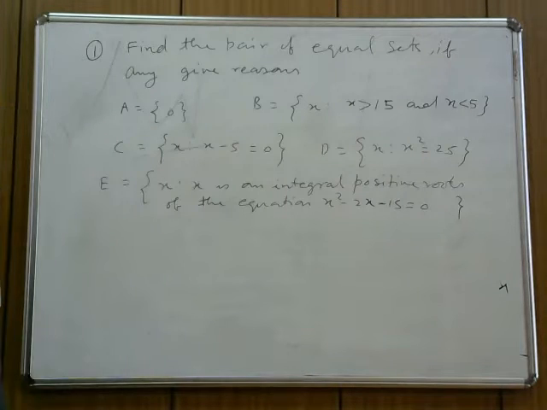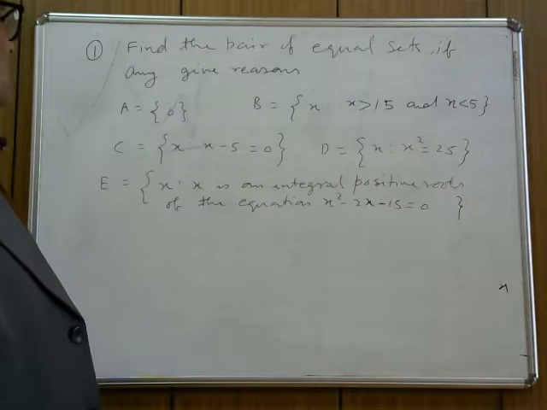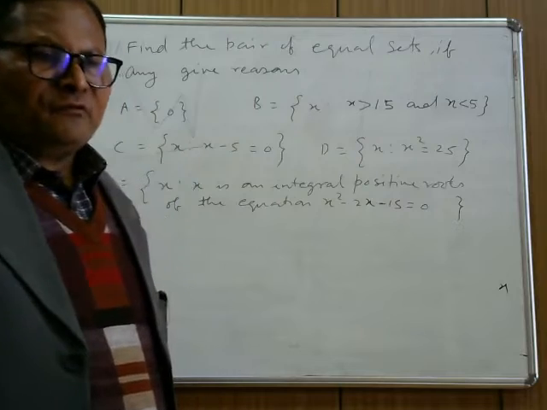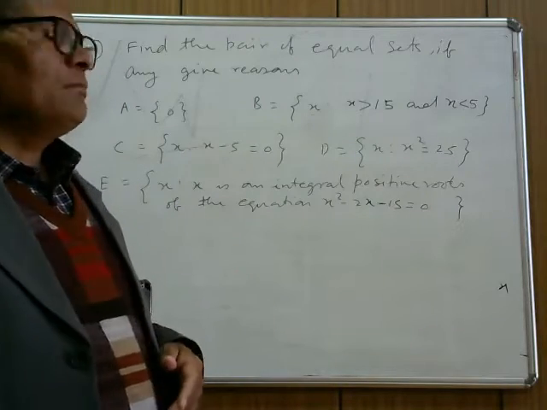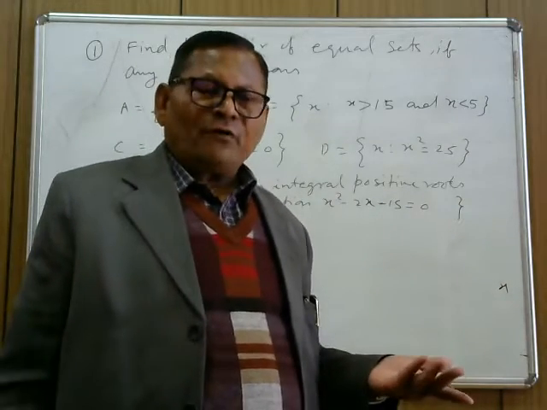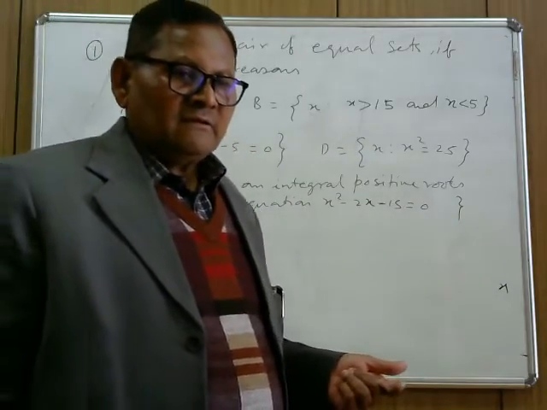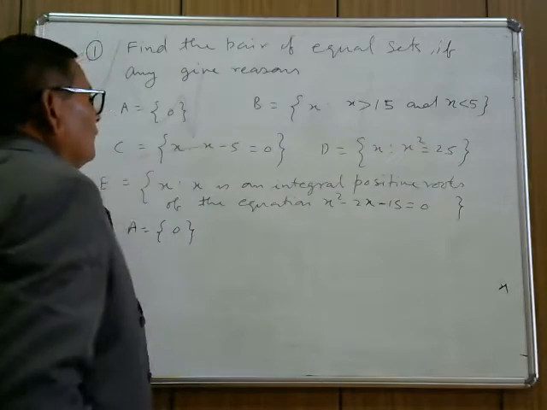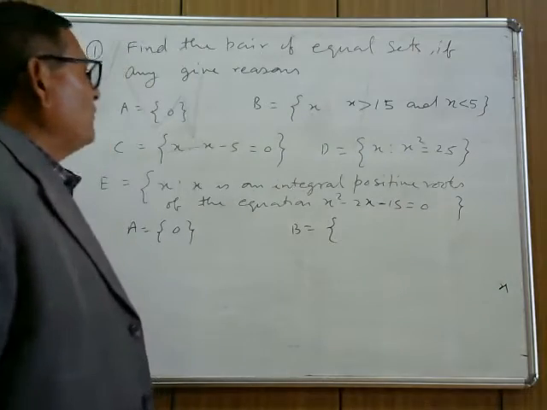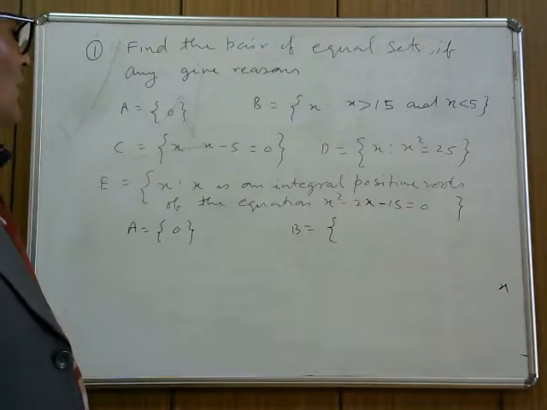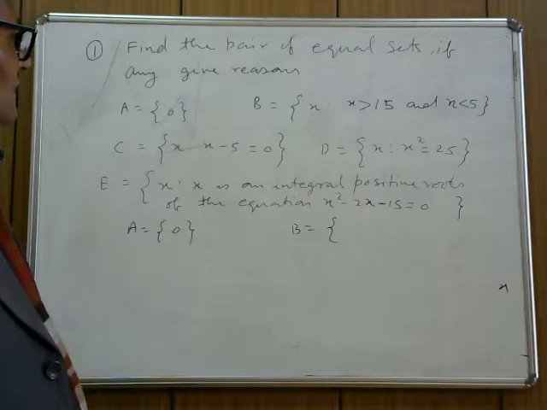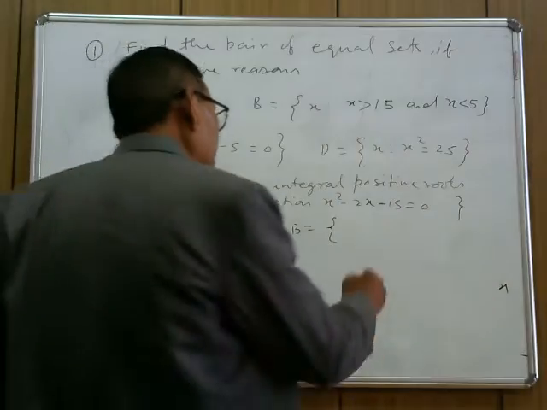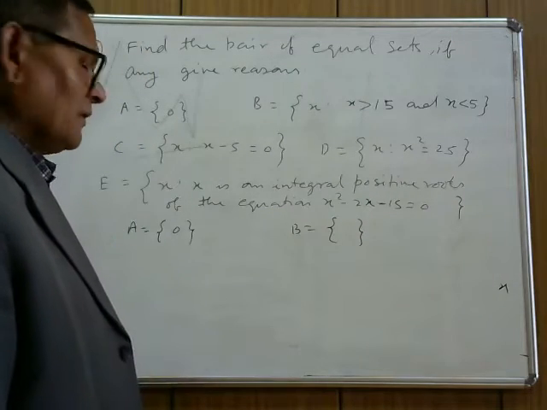In this question, you have to find the pair of equal sets. You have to identify which sets are equal. In order to find this, you have to write each and every set in roster form. Here, one set is given in roster form, other is given in set builder form. Without writing it in roster form, you cannot decide which set is equal to whom. Set A is already given in roster form, that is singleton set 0. While writing set B in roster form, you see that B consists of all elements x for which x is greater than 15 and x is less than 5 simultaneously. This is not possible, so it has no element. B is a null set, an empty set. A is not, because it has one element 0.